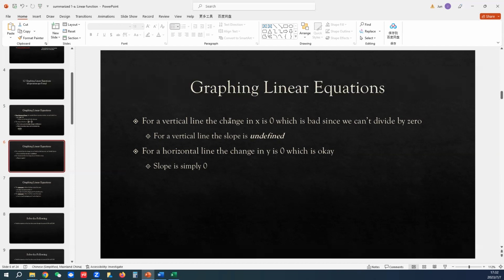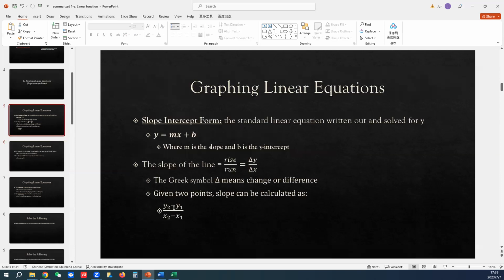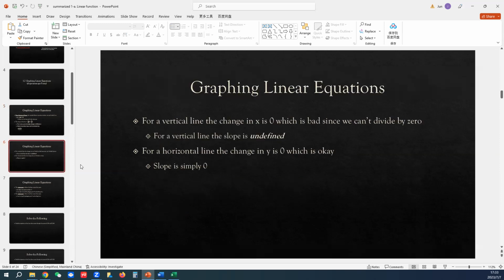Then the slope of a vertical line is undefined. Why is that? Because for a vertical line, the width is the same, whereas the height differs. So here we have different y's, but we have the same x no matter what. Then the denominator equals 0 in this quotient. Therefore, this quotient is undefined. That's why a perfectly vertical line's slope is undefined.